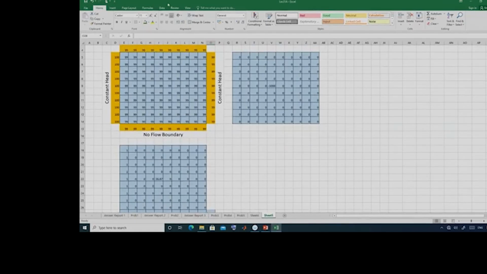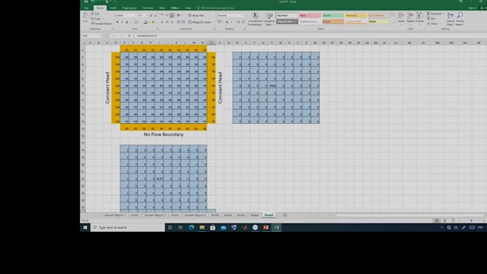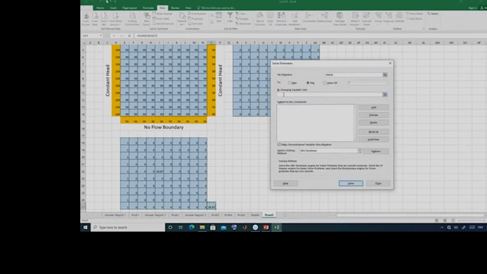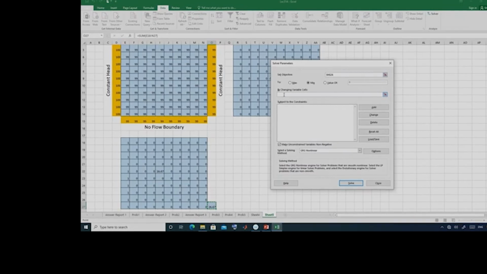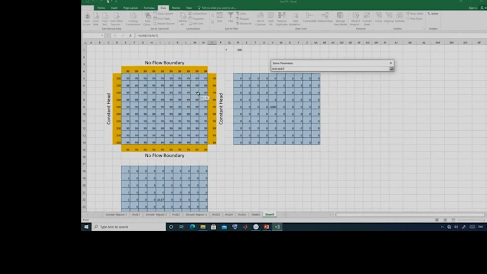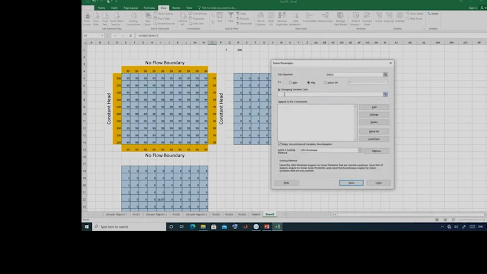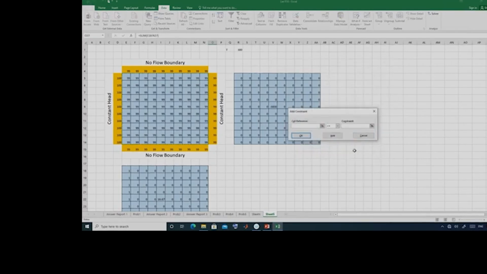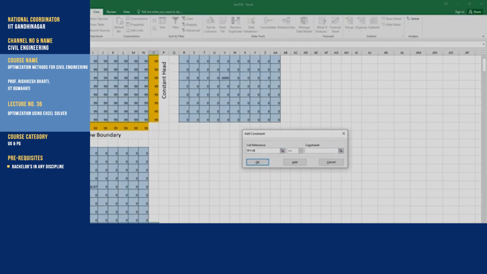So, let me use the Excel solver. You go to data, then you use solver. Here the objective function is the error function, that is O27, and these are changing cells. I have total 100 changing cells. All 100 I have considered, and then I have constraints. I have 100 constraints, and these should be less than, initially you consider, 0.01.